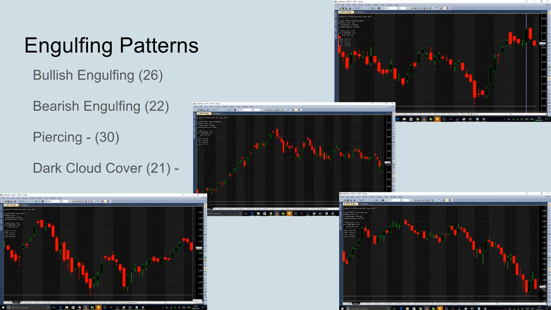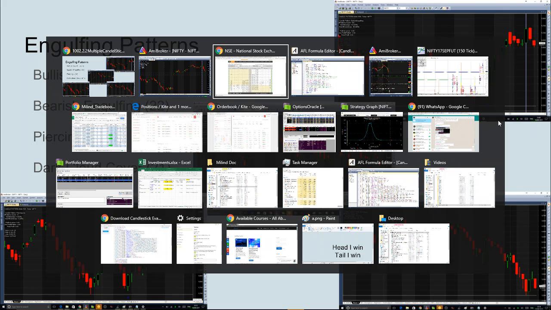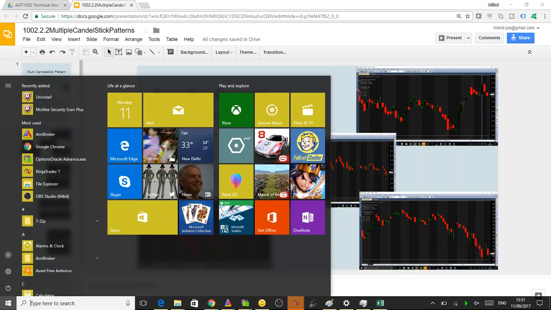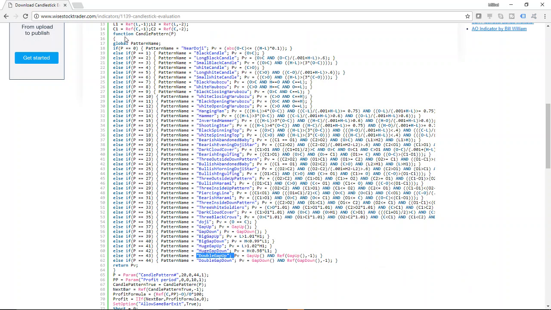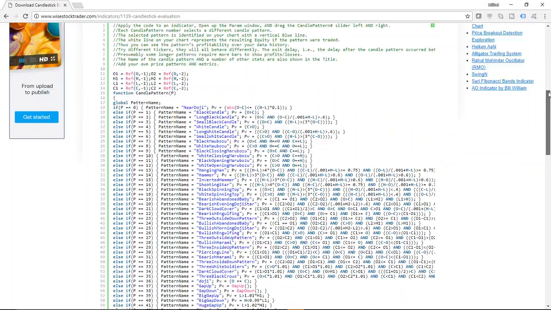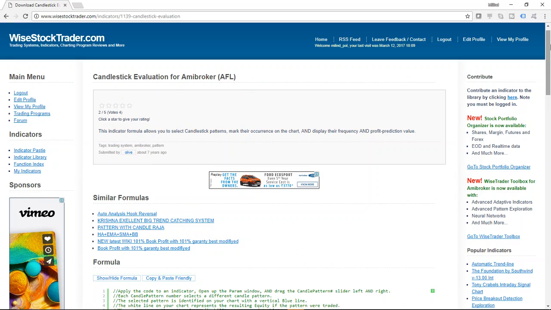Before I get into these patterns, let me talk about these numbers which are there. To make your life easy, if you are using AmiBroker, there is an AFL which you could use to get these candlestick patterns. It's called Candlestick Evaluation, and it's a freely available AFL. You could look at it. I'm going to be sharing this link with you.